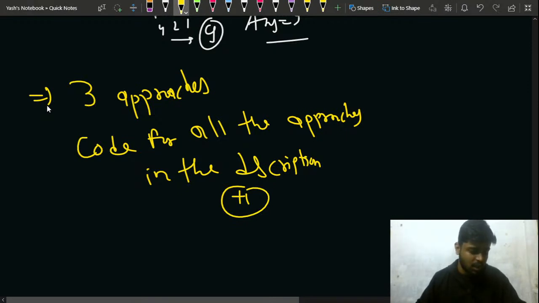This problem is for beginners. This is a very good problem. The reason for that is because this problem will help you understand bits better, right?